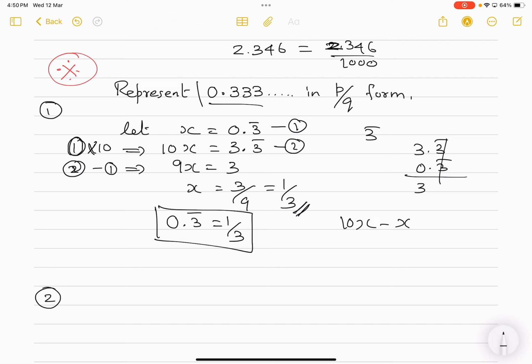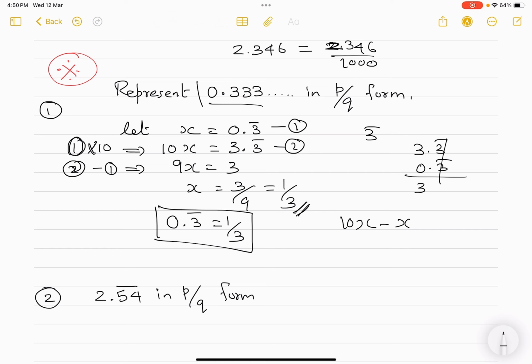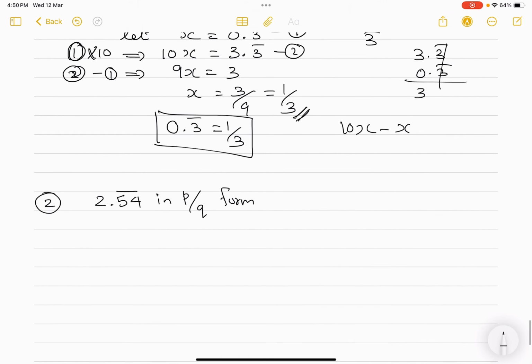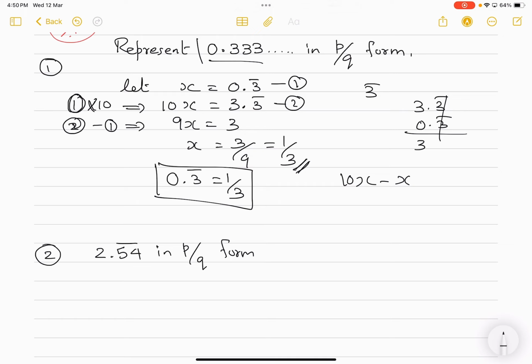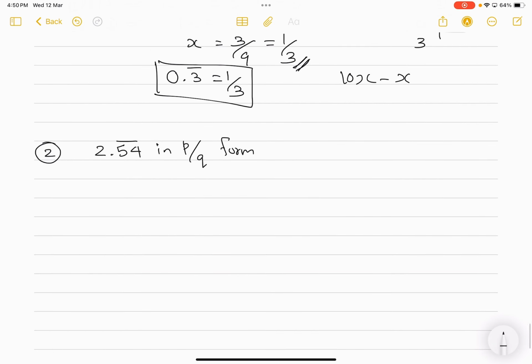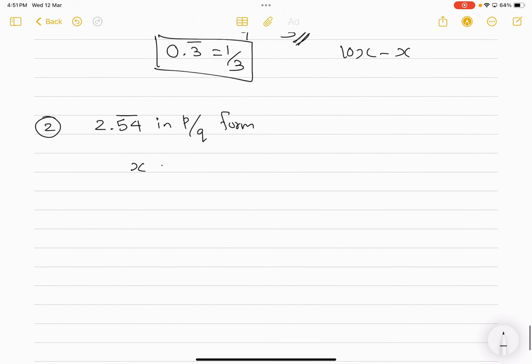Correct? One more example we will do. So now the next question is 2.54 bar in P by Q form. Correct? So what you will do? Let x is equal to 2.54 bar. The bar is for 5 and 4.